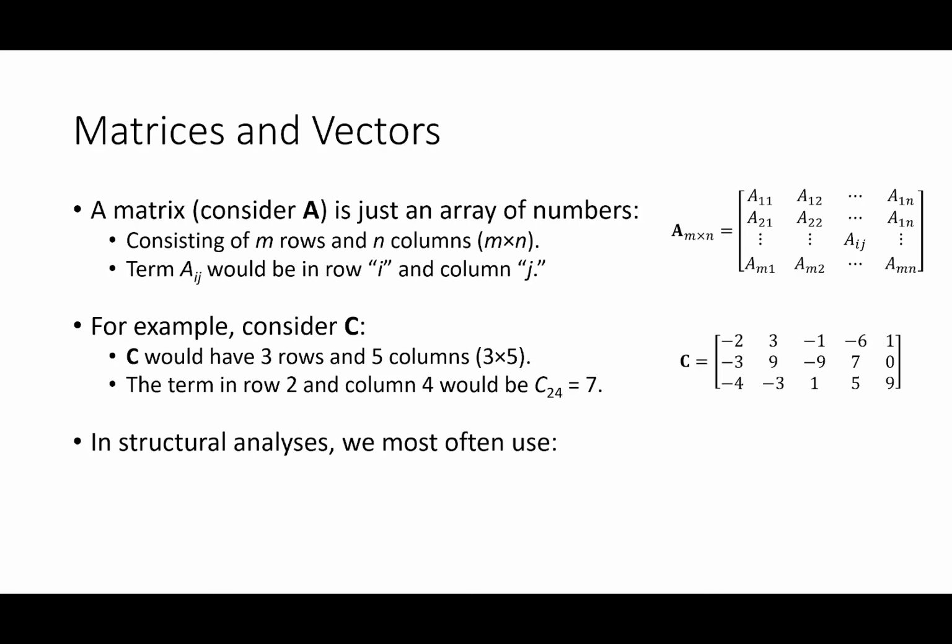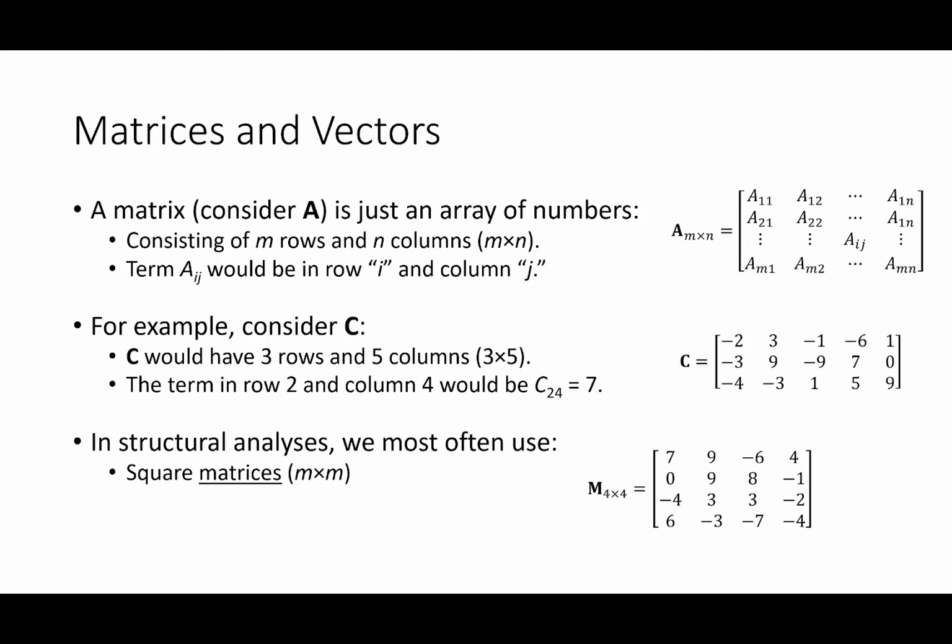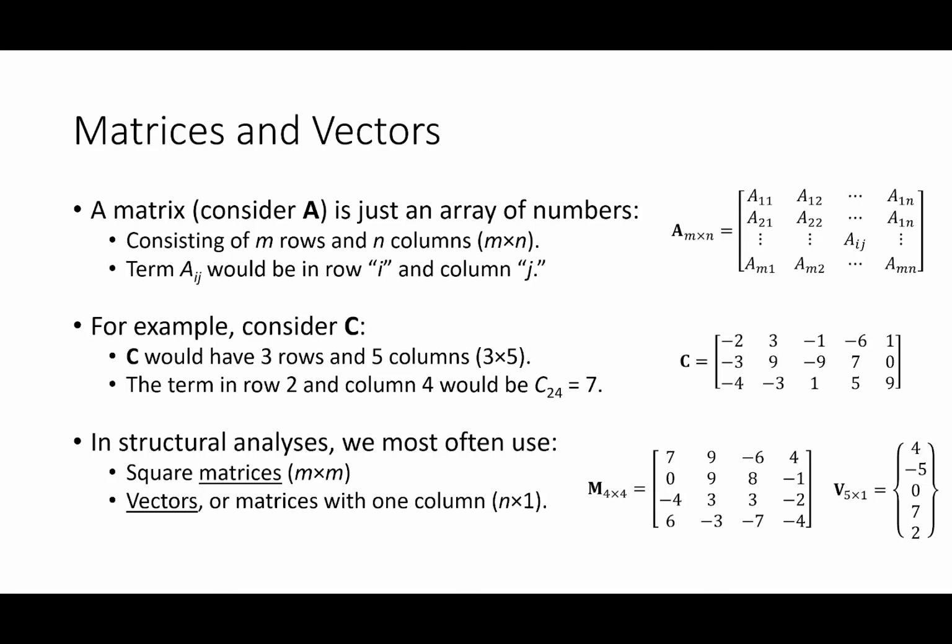Now, when we perform structural analysis, as opposed to a math course in linear algebra where you're looking at any type of matrix and trying to assess them, we're really only dealing with 2 types of matrices, most commonly. We're dealing with square matrices, ones where you have the same number of rows and columns, and we're also dealing with matrices that only have 1 column. When I use the term vector, what I'm saying is a vector is a matrix that only has 1 column. So for example, this is a 4 by 4 matrix. This is a 5 by 1 vector.